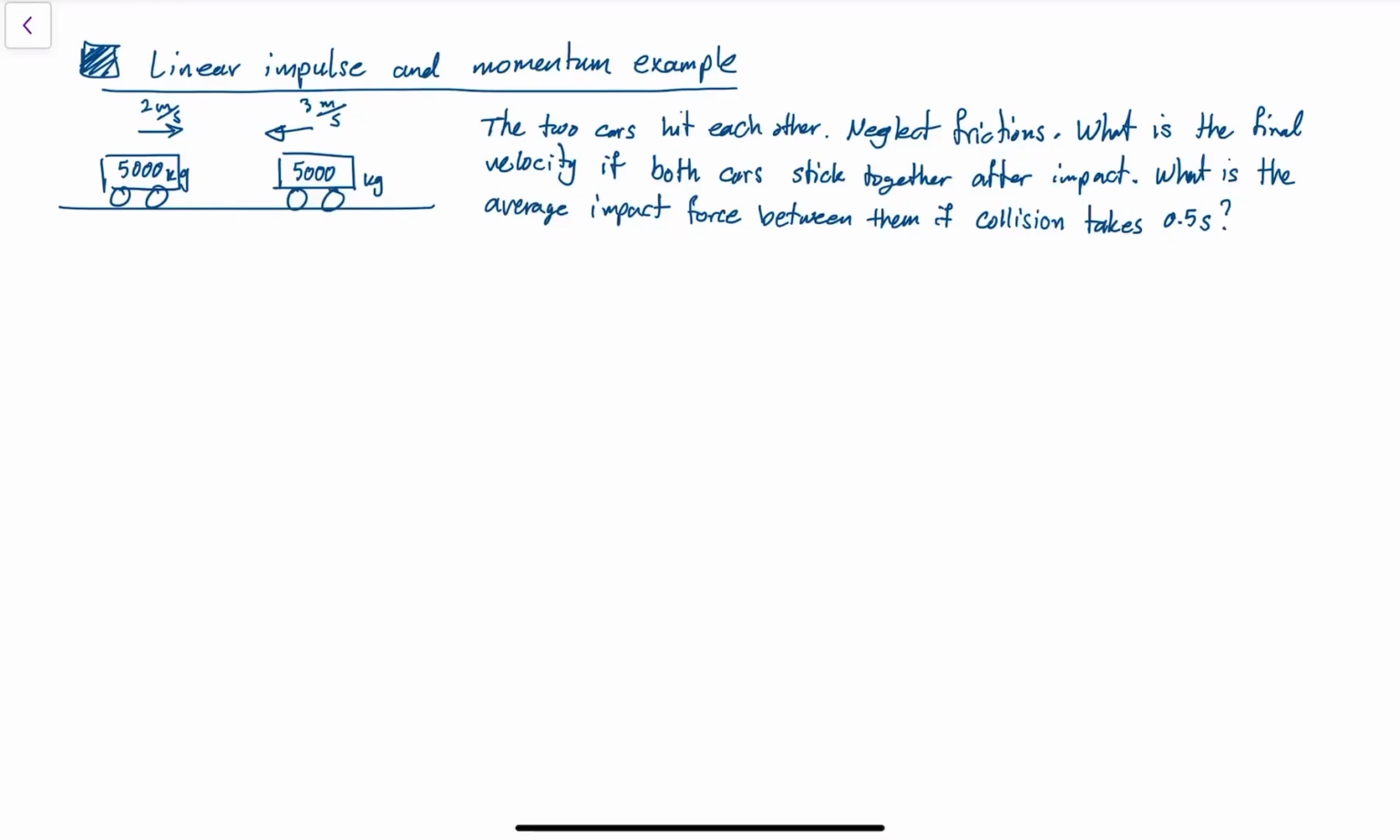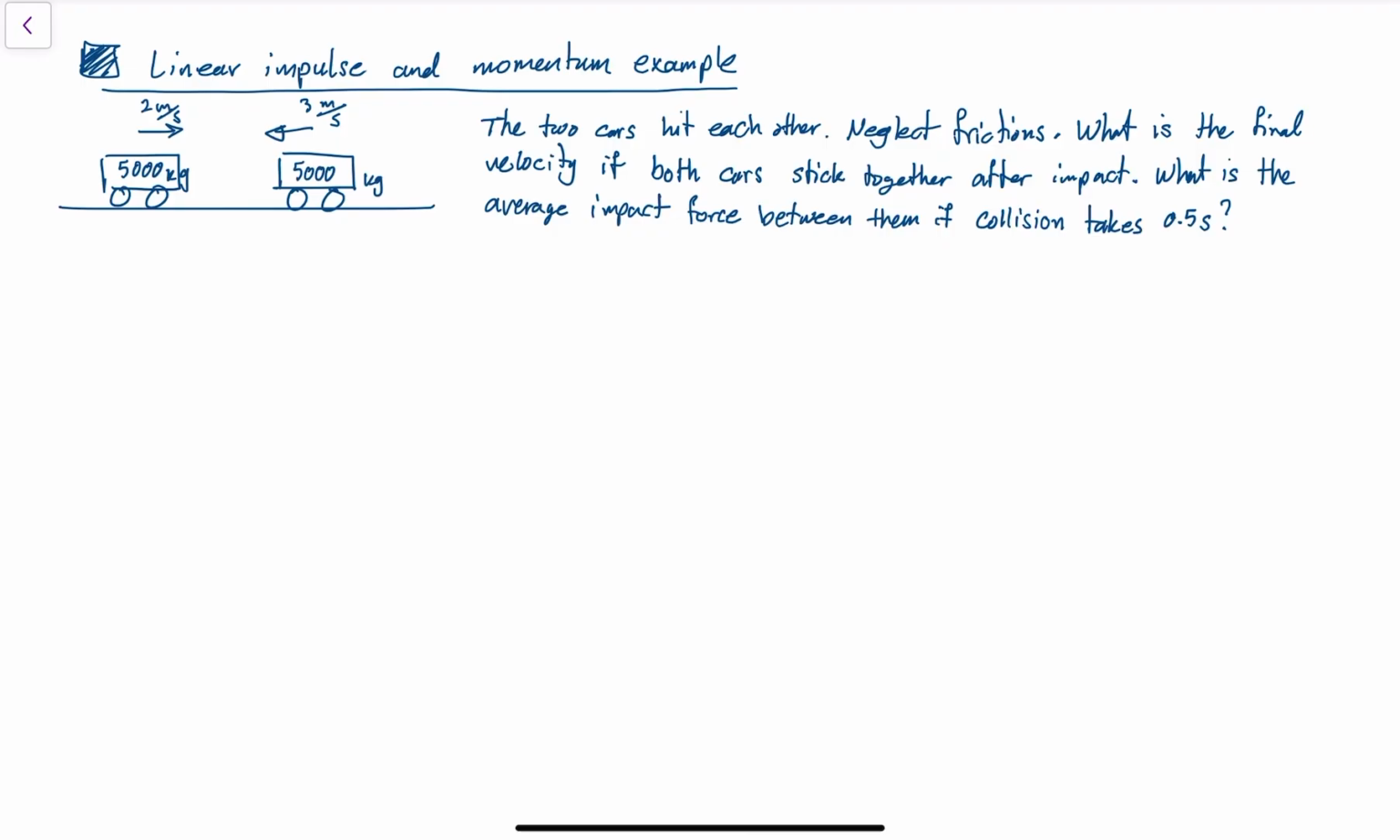All right, here is an example that puts everything together. Assume we have two cars, both of them 5,000 kilograms. One moves 2 meters per second to the left, the other one 3 meters per second to the left, the other one to the right.